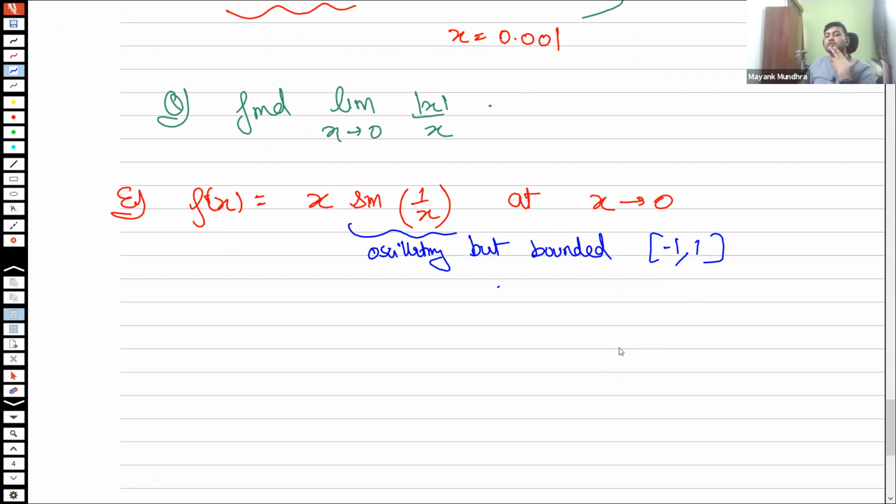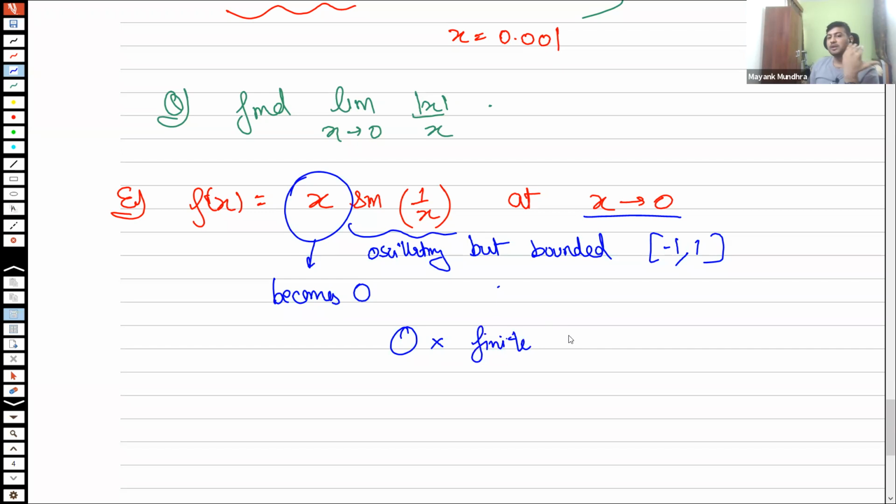We know that. So the sine function cannot be going towards infinity in magnitude. It is bounded between -1 and 1. Okay, so x times sine 1 by x as x tends to 0. So as x tends to 0, this thing becomes 0. This thing is bounded. So you have 0 multiplied by something which is finite. Now 0 multiplied by anything that is finite has to be 0.